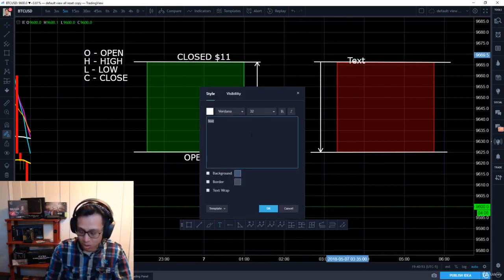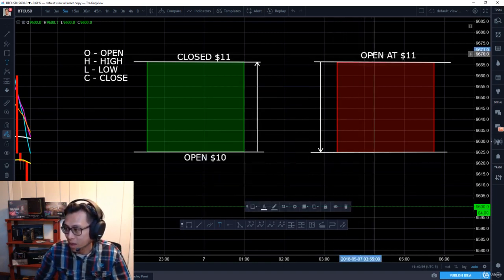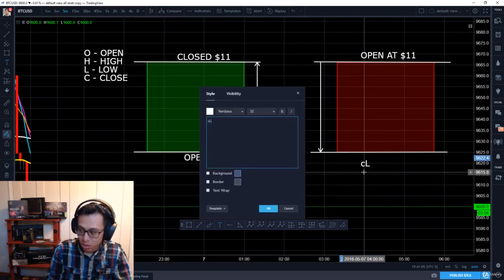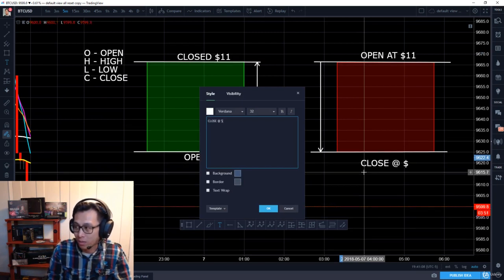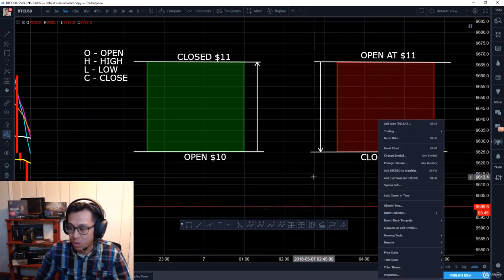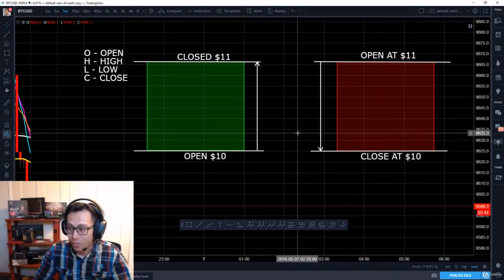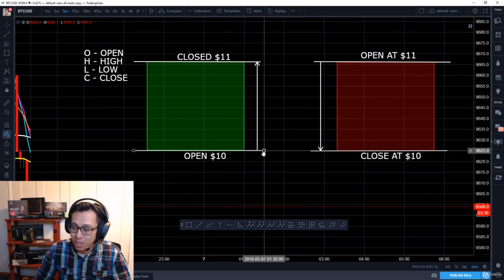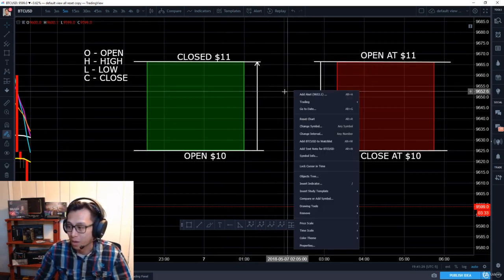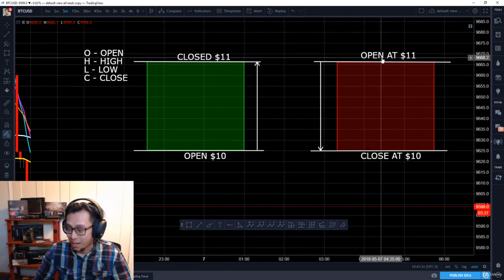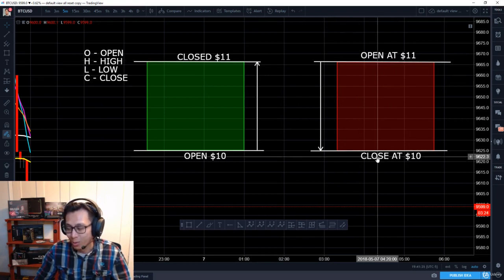So if this one here was the open at $11, then where do you think the close would be? Yeah, if you said this was the close at $10 right here, so yes, this would be the close at $10. Once again, when we have a candle that opens at $10 and closes at $11, it means that it went from the bottom to the top. Now, if you have a candle that is red and it was downtrending, then you would see the open at $11 and the close at $10.